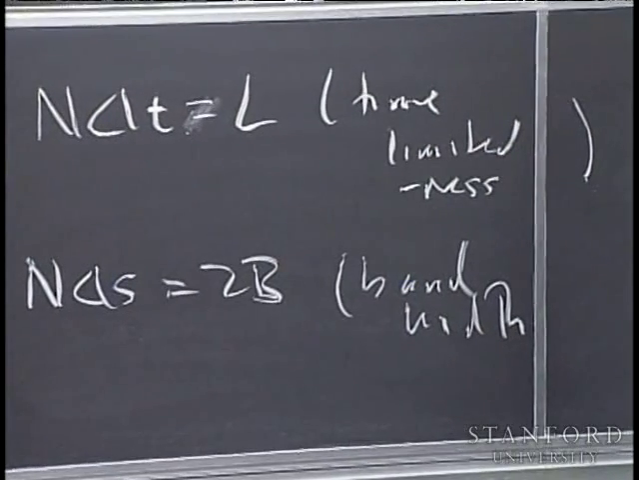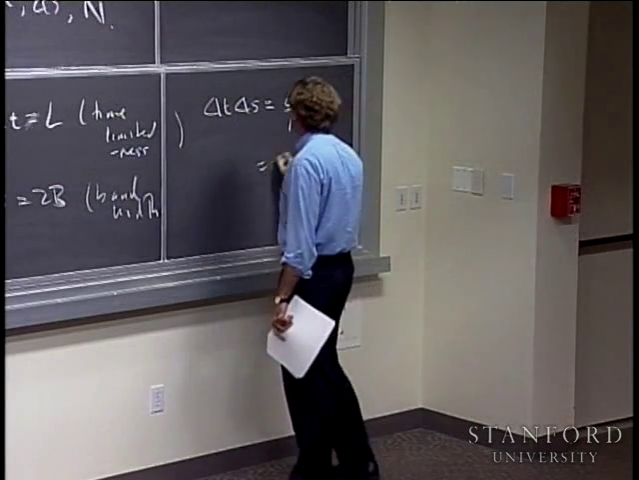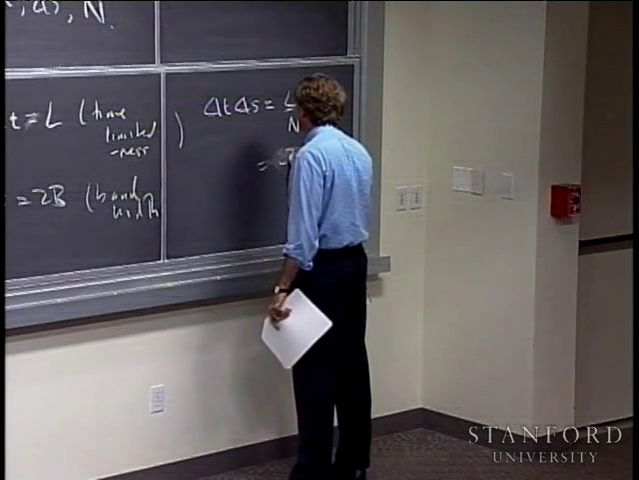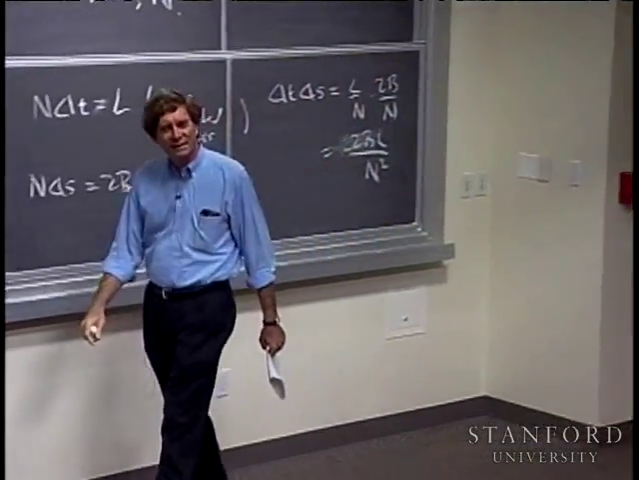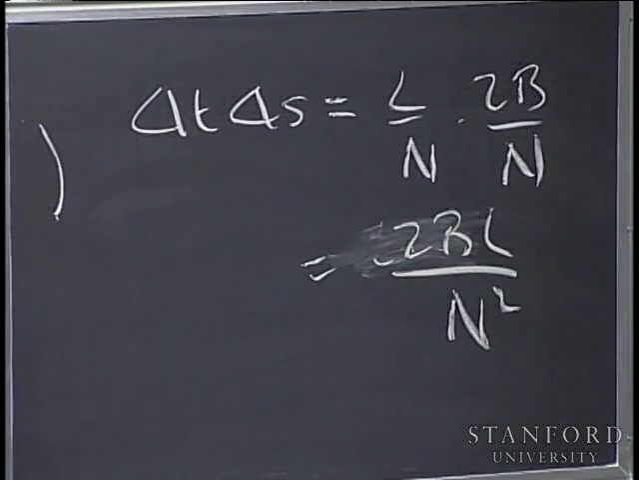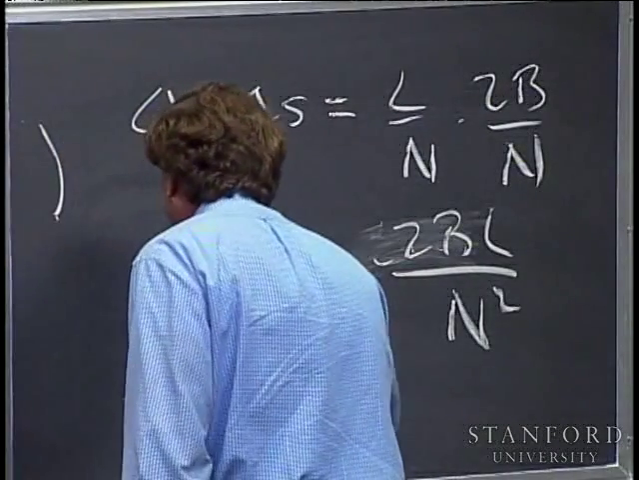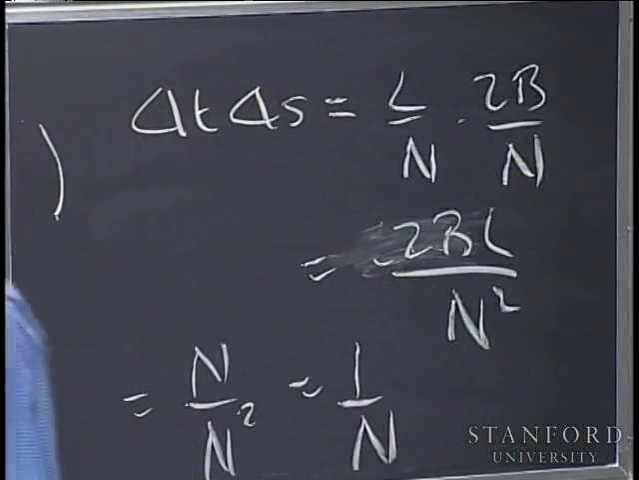So delta t times delta s is equal to, delta t is L over n, times 2b over n. That's 2bL over n squared. But you will recall that when we set up the sampling, 2 times b times L was equal to n, the number of sample points. This is n over n squared. That is 1 over n.